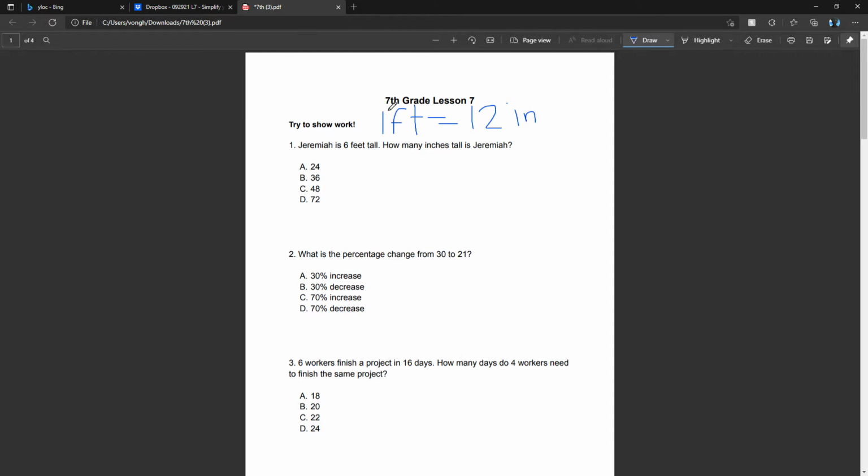This is the 7th grade worksheet and I'll be covering it, and it's for lesson 7. So the first part, we have Jeremiah is 6 feet tall and how many inches is he? So we just have to convert the 6 feet to inches, and to do that, for every 1 foot it's 12 inches. That's the conversion factor. So we just take 6 feet, multiply it by 12 inches, and you should get 72 inches. And if we look to our answer, we should get D.